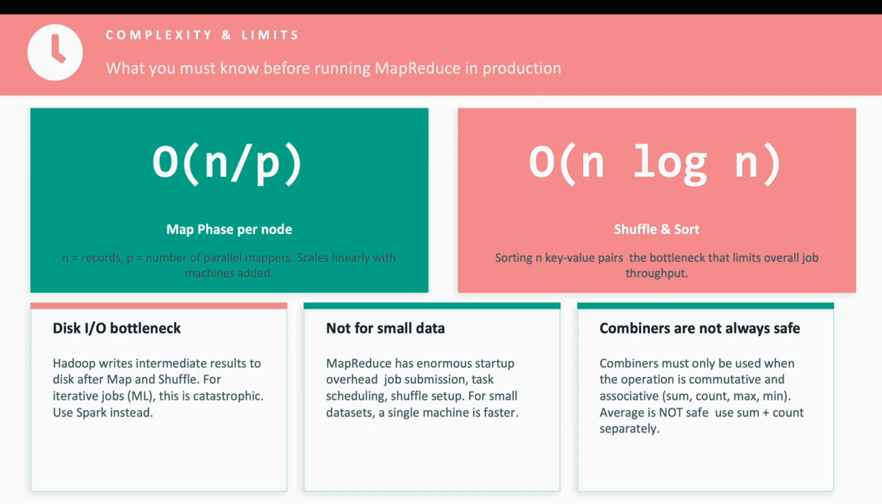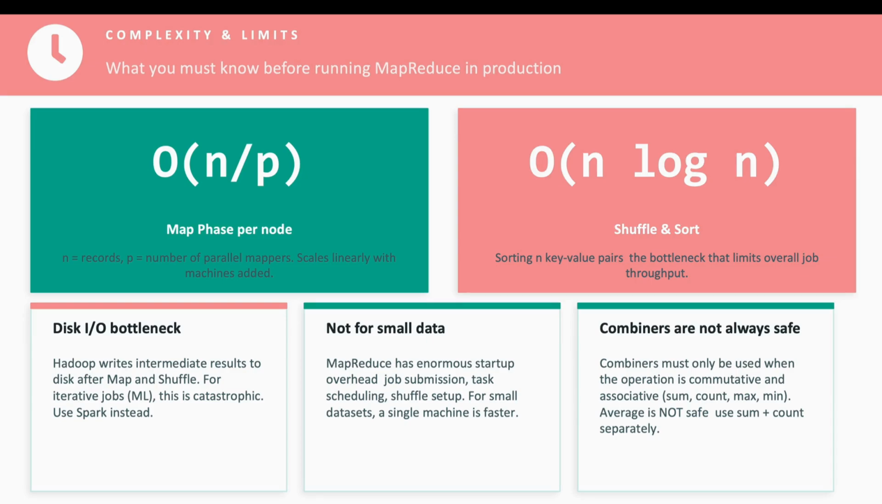Not for small data. A MapReduce job takes 15 to 30 seconds just to start: job submission, resource negotiation, task scheduling, and output collection. For a 10 MB file, a single Python script on your laptop is 100 times faster. MapReduce is for terabytes and petabytes of data.